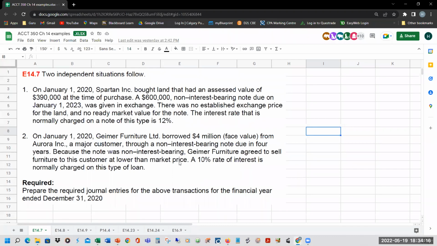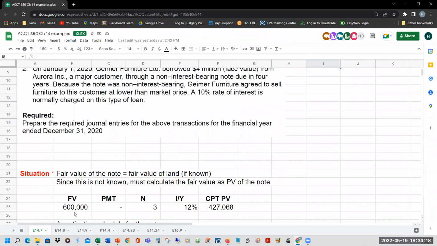Now, how do we do that? We do that by inputting the details that we need. So we know that the fair value of the note is equal to the present value of future cash flows. And to calculate the present value of the future cash flows, we say, okay, so this note has got a face value.